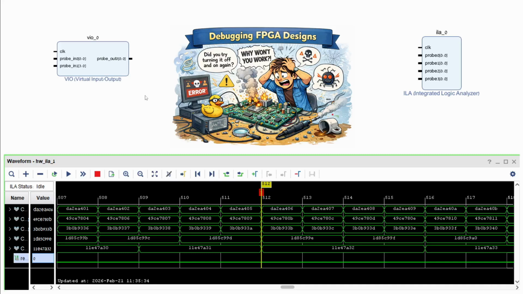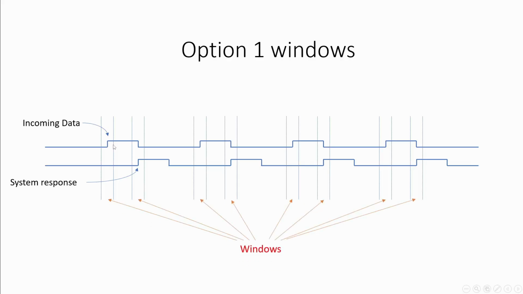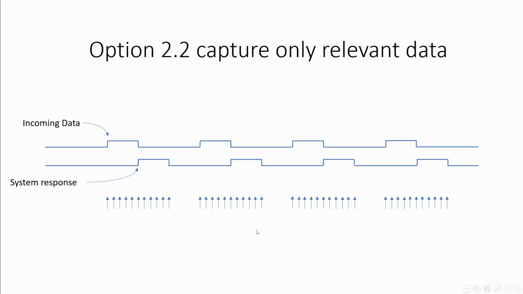Hi guys, in my last video I showed you how to use windows in the ILA. We need a trigger to start every window, and we can have as many windows as we can. I also showed how to use capture, either to sample some of the data so we can expand the time, or to collect data only when it interests us and disregard the rest.